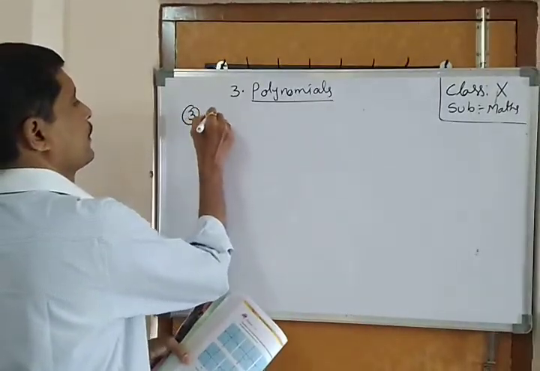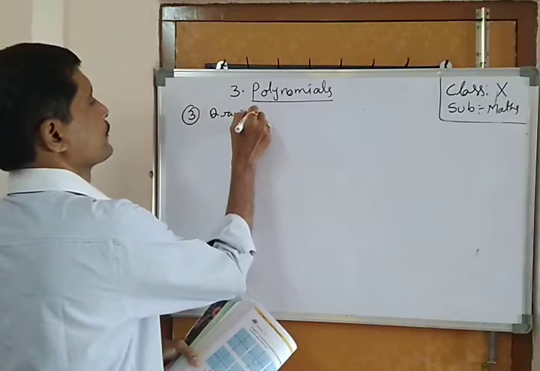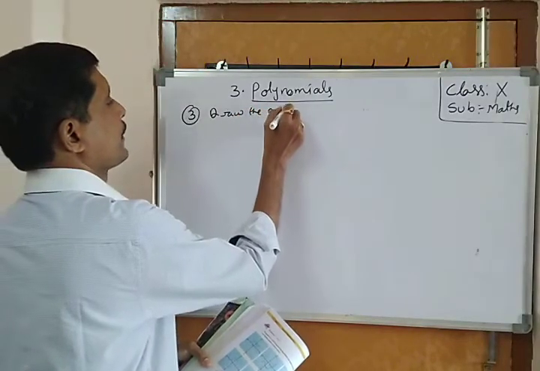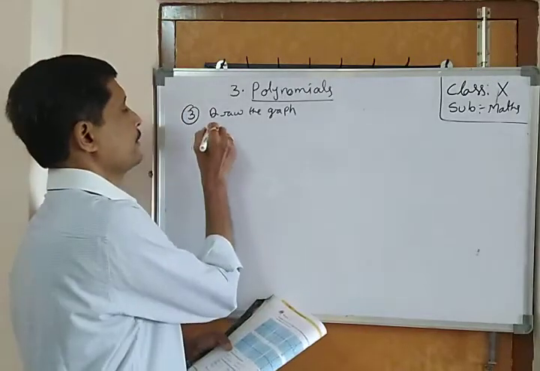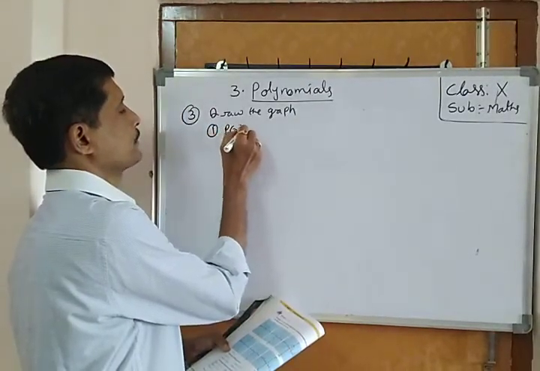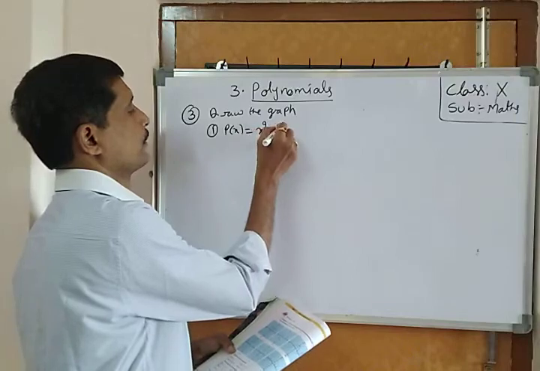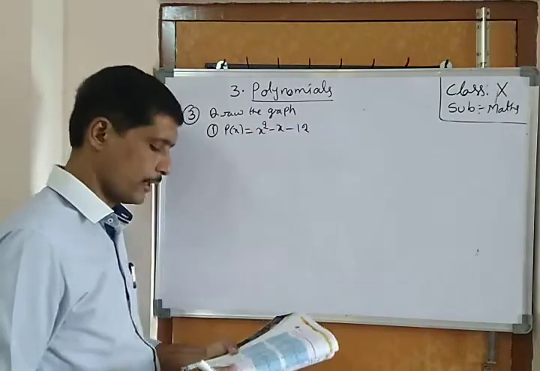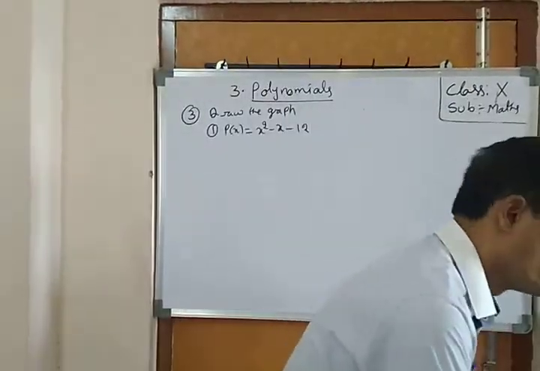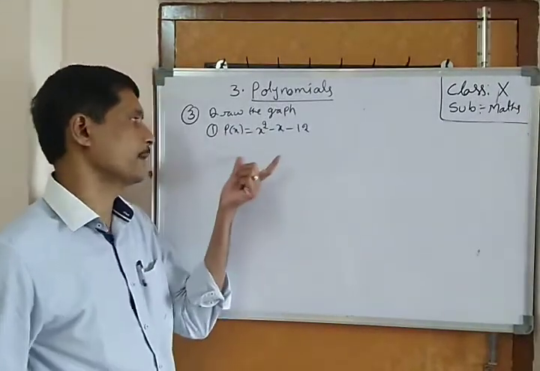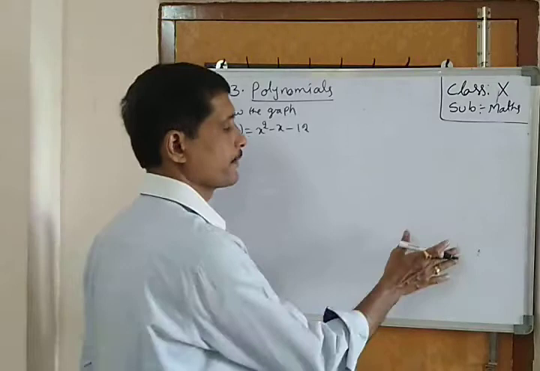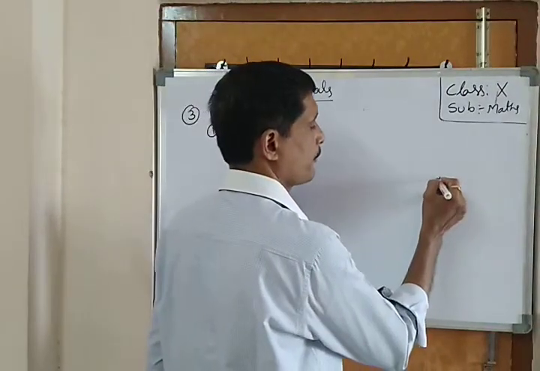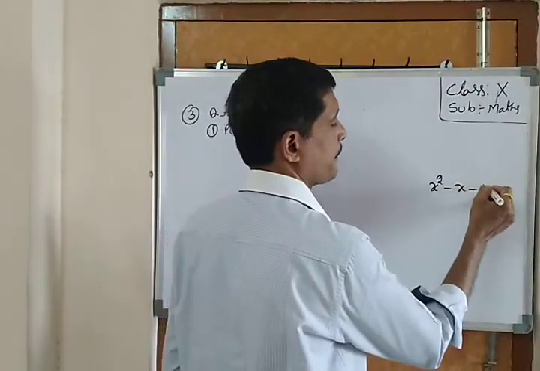Third one, draw the graph of the given polynomial and find its zeros. First one, that is P of x equal to x square minus x minus 12. Two graphs are already finished in the Zoom class, the online class. First, splitting the middle term, then doing the graph, that is x square minus x minus 12.